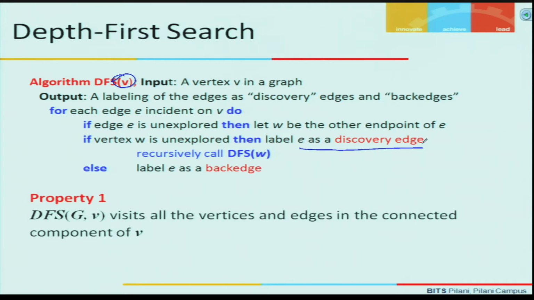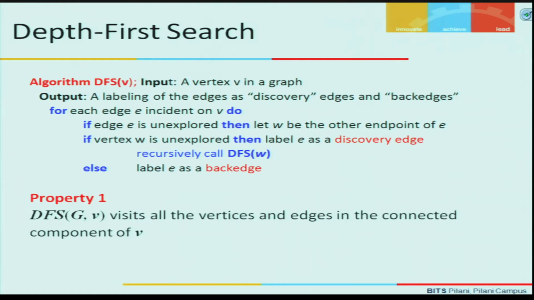That means we have discovered a vertex which is not visited. At that point, we make w the current vertex and call DFS on w. If the edge leads to a vertex w which has already been visited, then we call e a back edge. So, the depth first procedure's input parameter is a vertex, the beginning vertex from where the traversal will start, and the output will label the edges as discovery or back edges.